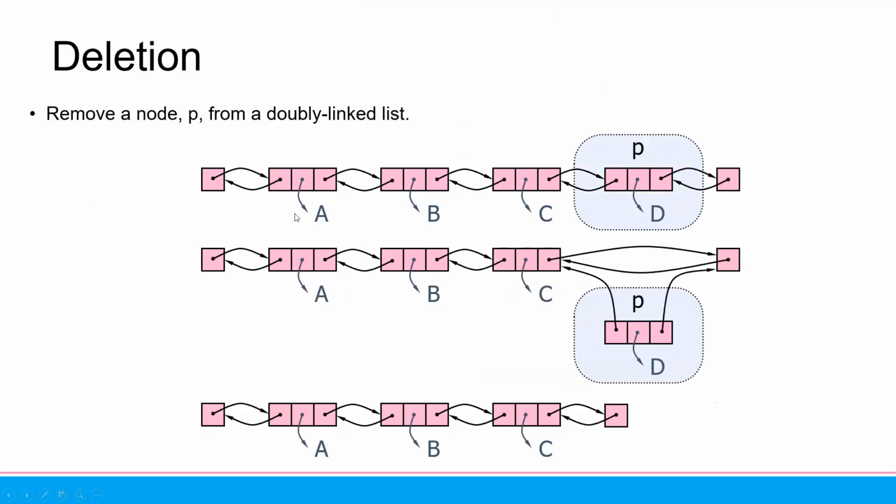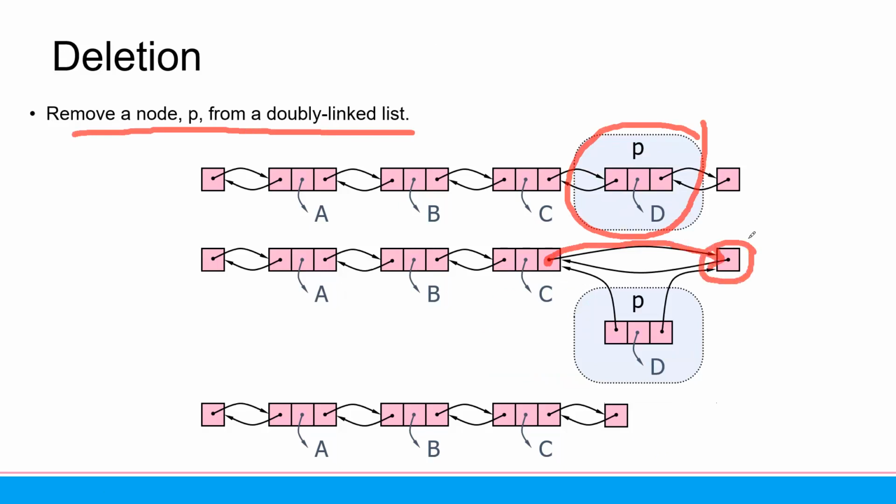If we want to delete, let's say I want to remove P from a doubly linked list. Then I can remove this element, and the next element from C can be connected to the special node, which is the trailer, and then this trailer can be connected to the last element, and then we can just remove this one.